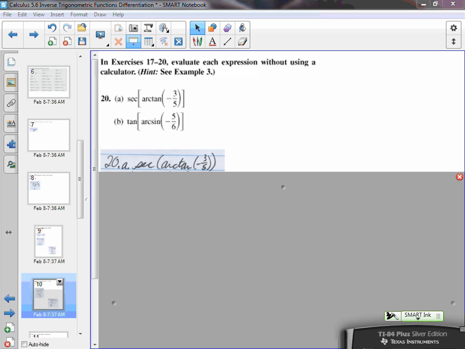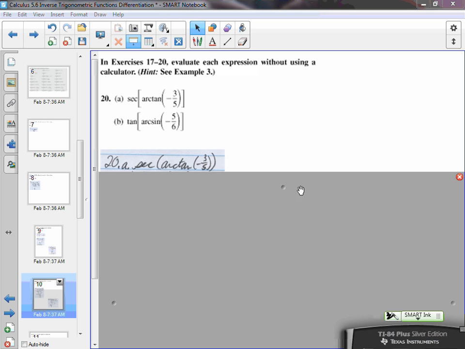Number 20 shows us something different there with the negative. Maybe theta is not a good thing to call it because I'm going to let theta be something else. But the arctangent of something negative, all right, that's new. And here's how I'm going to handle that.